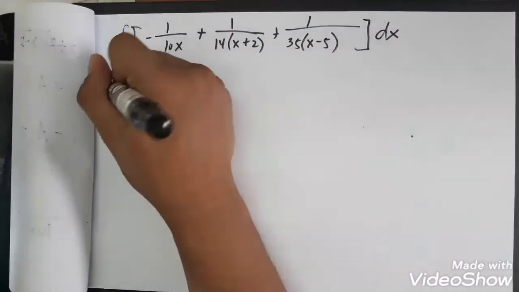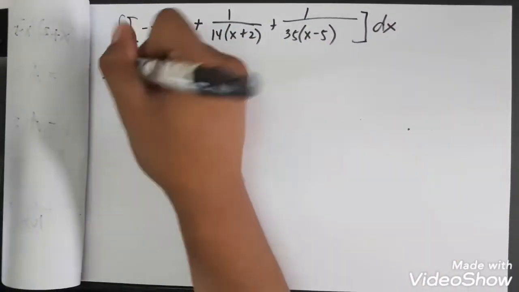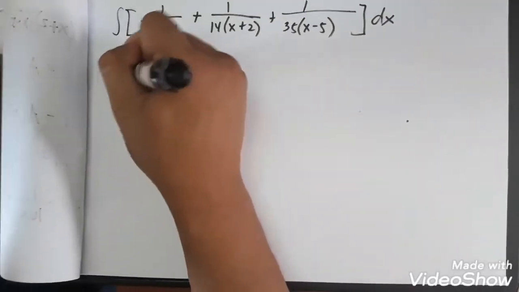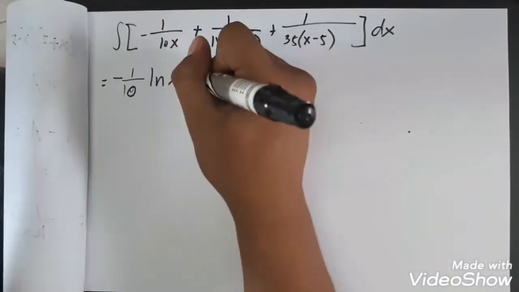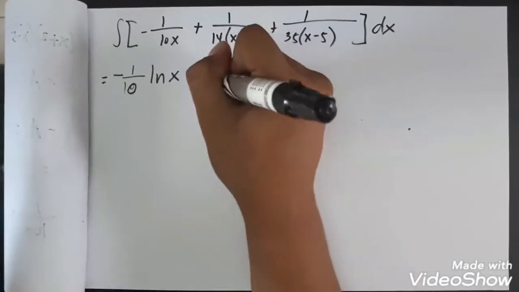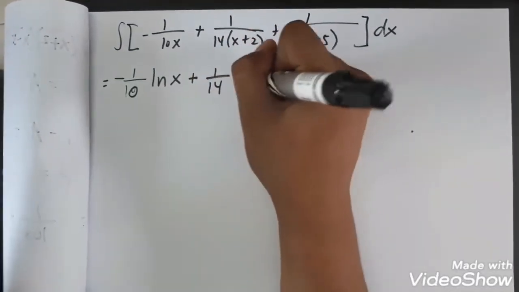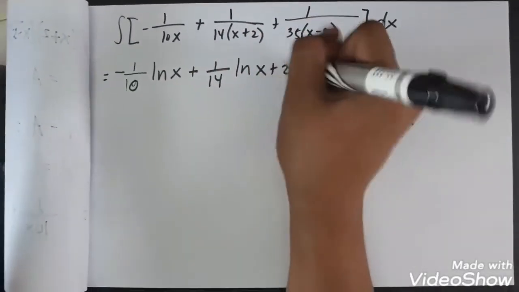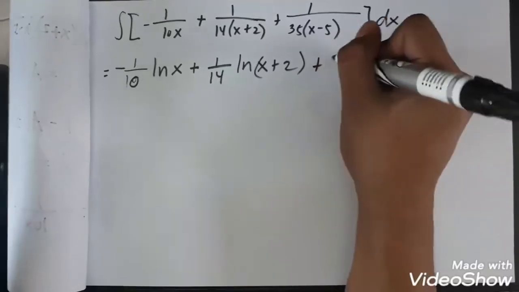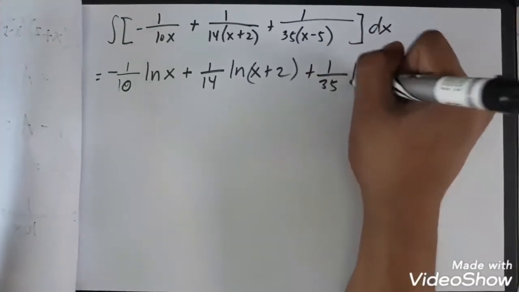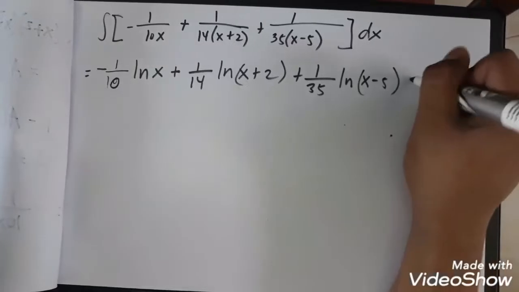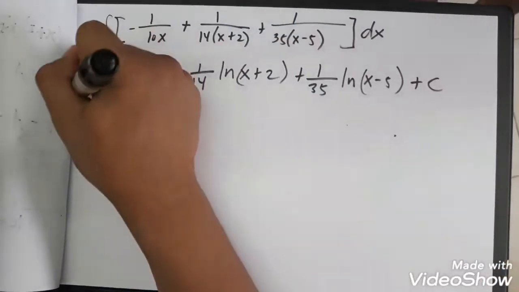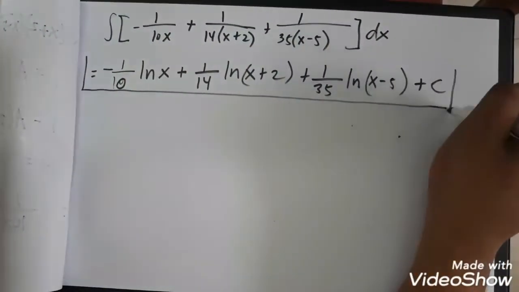dx. So it will become negative 1 over 10 ln of absolute value of x plus 1 over 14 ln of absolute value of x plus 2 plus 1 over 35 ln of absolute value of x minus 5 plus C. So this would be the final answer.